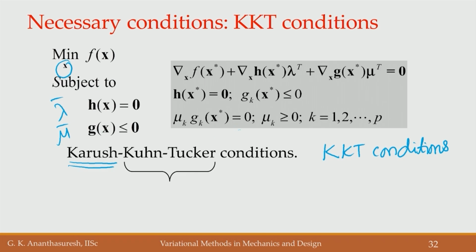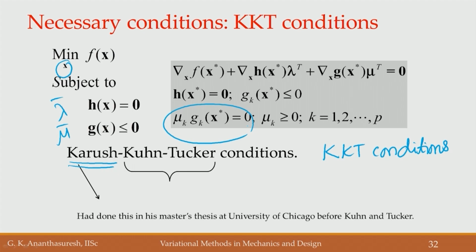Okay. Do not forget this complementarity condition mu_k g_k equal to 0, where k goes from 1 up to p, the number of inequality constraints. By the way, Karush had done that in a master's thesis at the University of Chicago a couple of decades before Kuhn and Tucker did it at Princeton University.